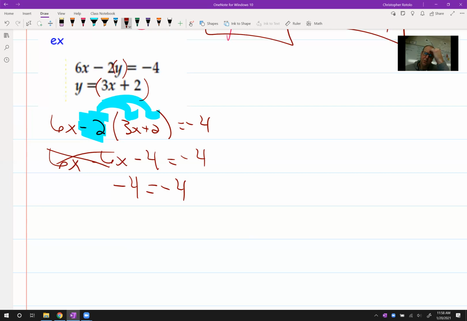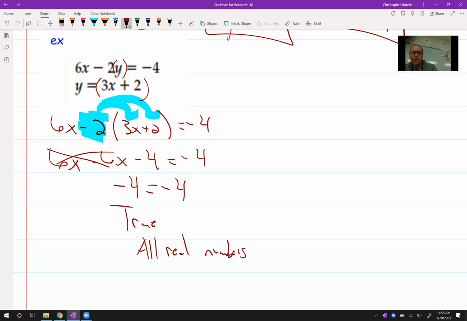All right, so all the variables went away. What I have left, wait, is that true or false? Is negative 4 equal to negative 4? That's true. Oh, so if it's true, that means I could put anything in here. So that means I get all real numbers.